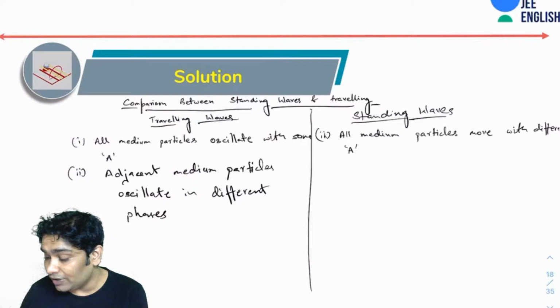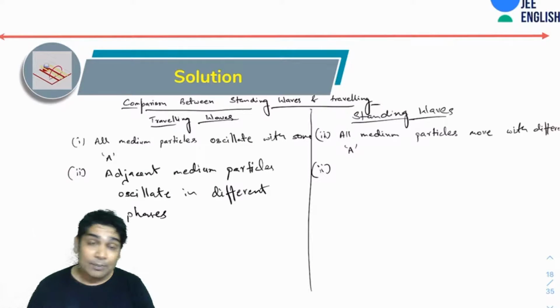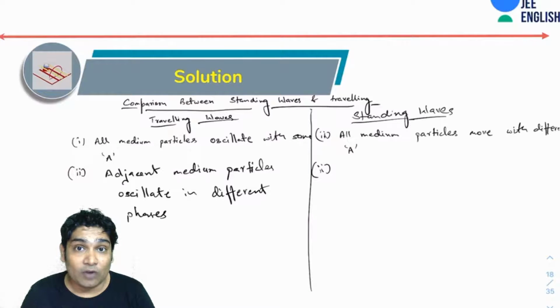And here you will realize that all adjacent particles which were in one loop, they were always oscillating in the same phase.